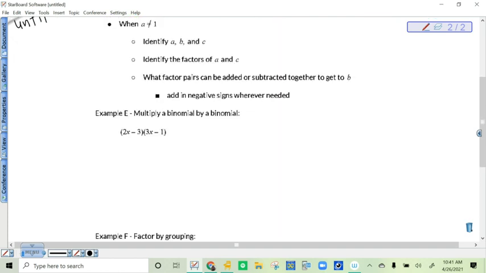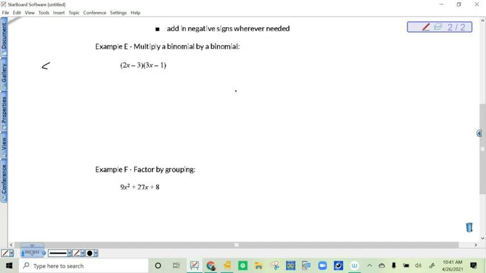So first, let's multiply a binomial times a binomial and activate some prior knowledge. So I'm going to do my FOIL method, right? And I do my first times first. What's my first times first in this example? And then what's my outers? What are my outers? Good, 2x times negative 1. What are my inners?